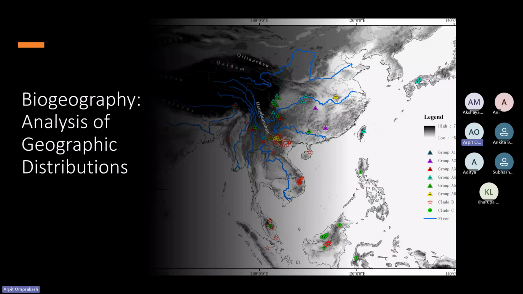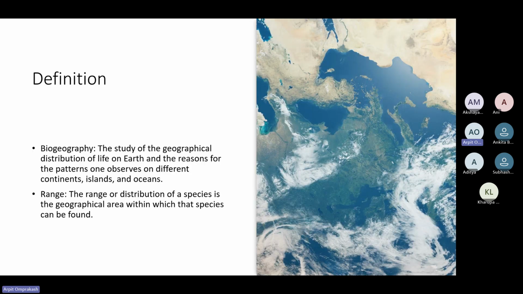So the first chapter was on biogeography, which is the analysis of geographic distributions of species. Biogeography is basically the study of the geographical distribution of life on Earth and the reasons for the patterns one observes on different continents, islands, and oceans.